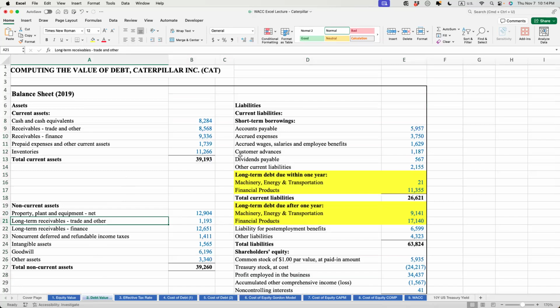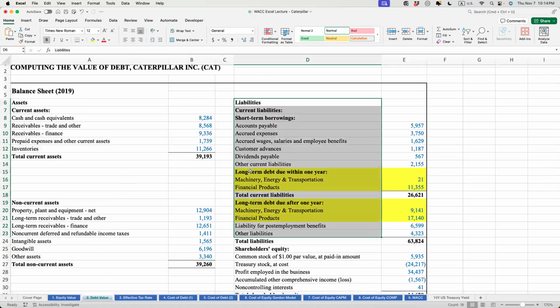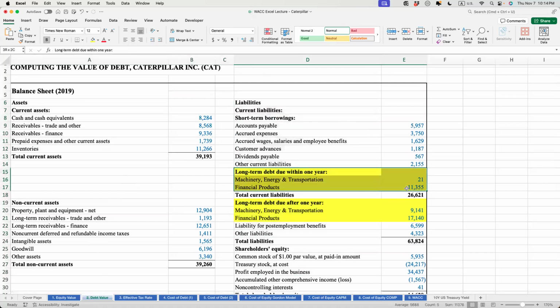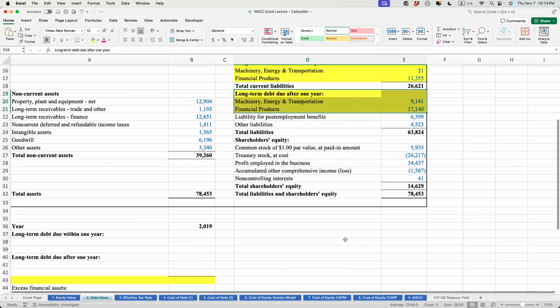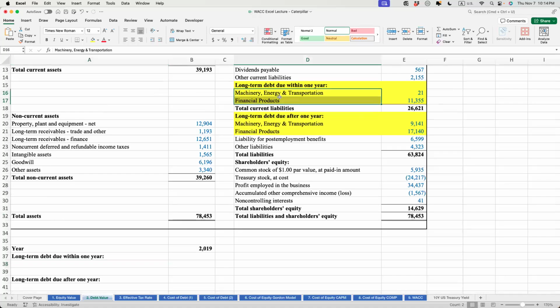Specifically, if you take a look at their balance sheet here, on the liability side, we have two sections related to that. One section is long-term debt due within 1 year. This is considered short-term debt. The other section is long-term debt due after 1 year. This is considered long-term debt. Then we just have to copy the terms there. You can type them or you can copy paste.